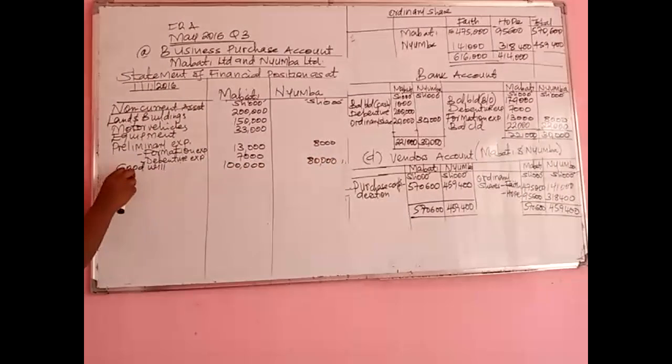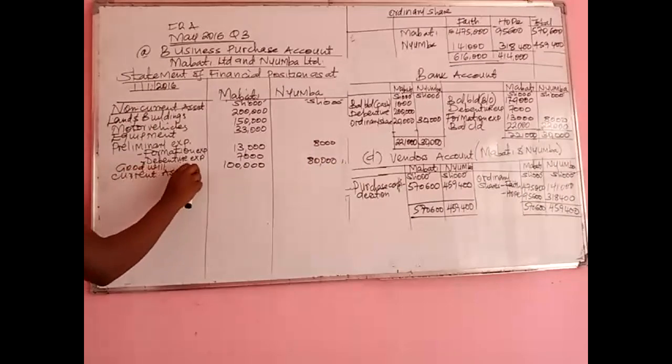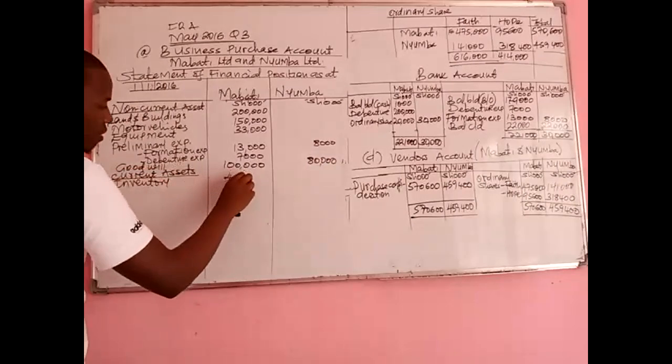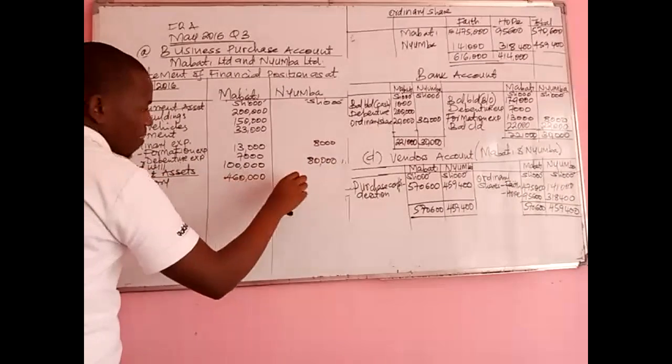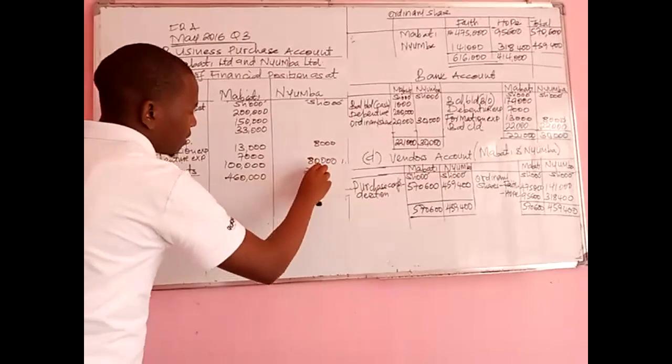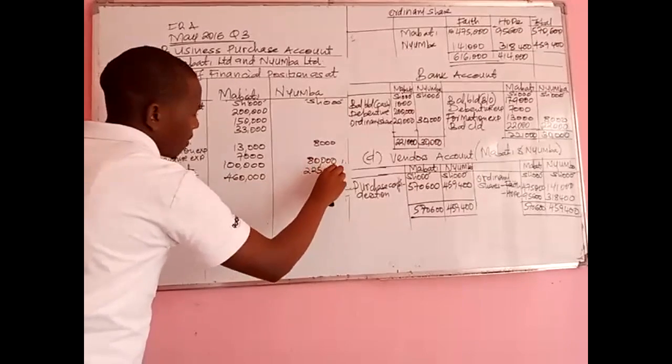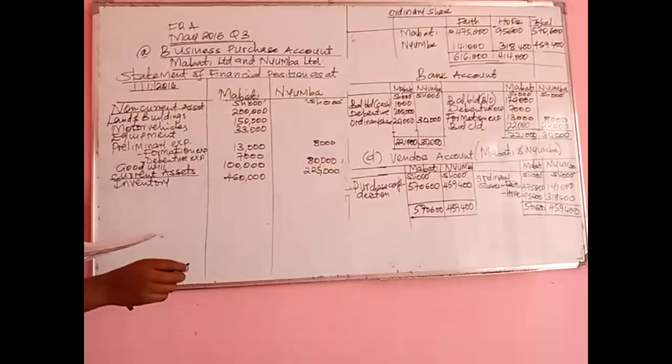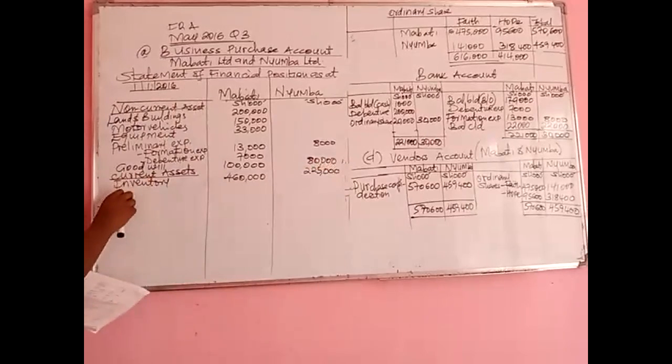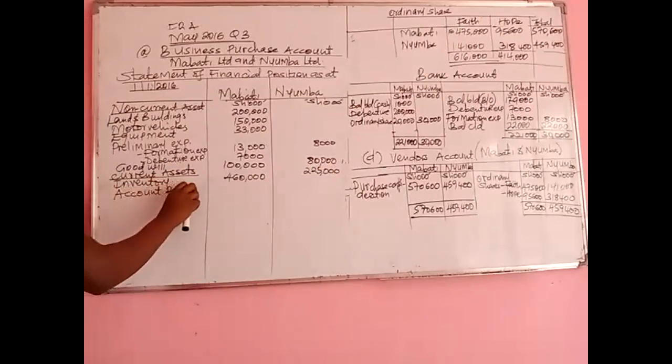Let's now get to current assets. Inventory was of how much? 60,000 for Mabati. 220. We also had the account receivables. Account receivables, we are having 128.